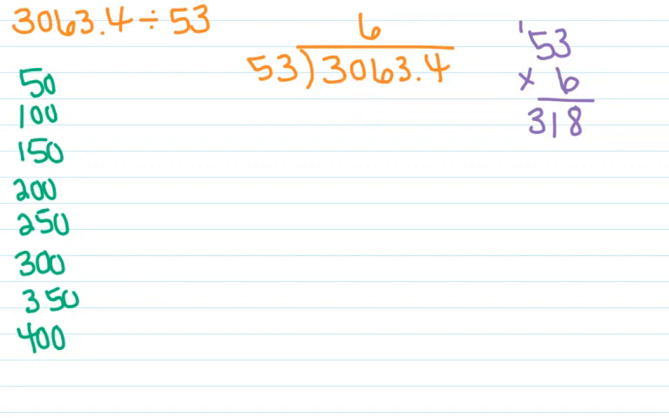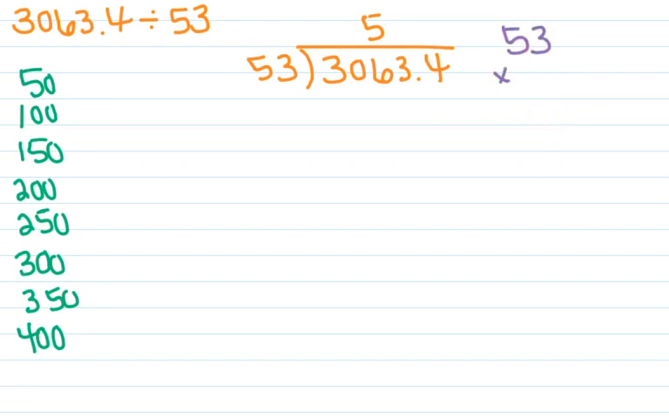The reason we went over is because we're just counting up by 50s, but our actual divisor is 53, which is higher than that. So it won't actually go in a full 6 times. I'm going to say then that it'll go in 5 times instead. So let's see what that is. 53 times 5.